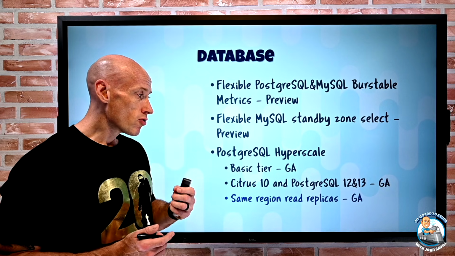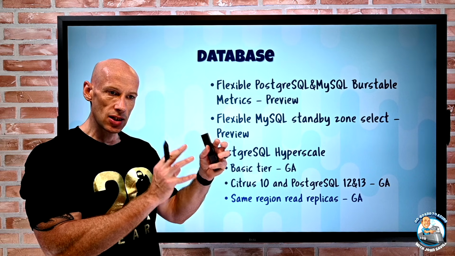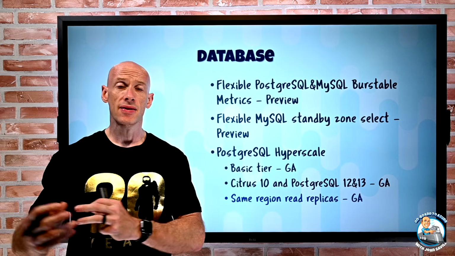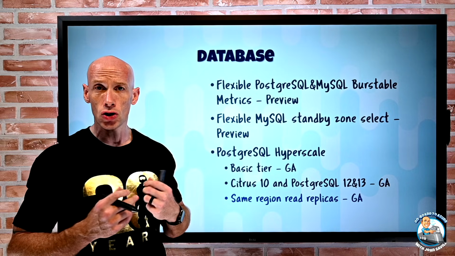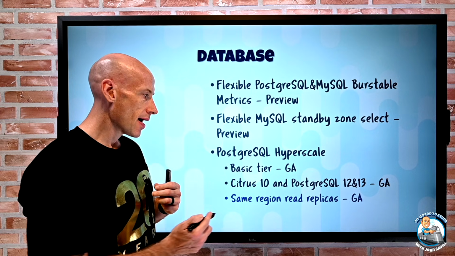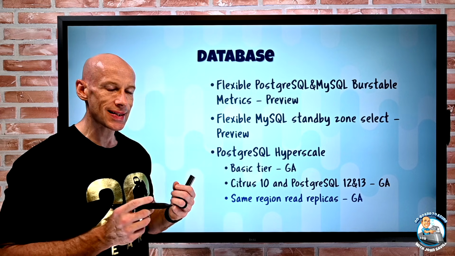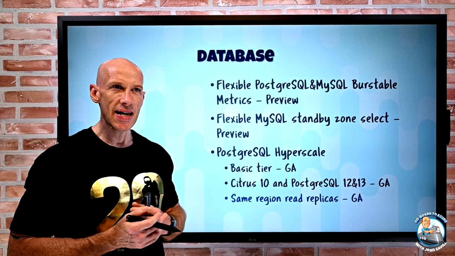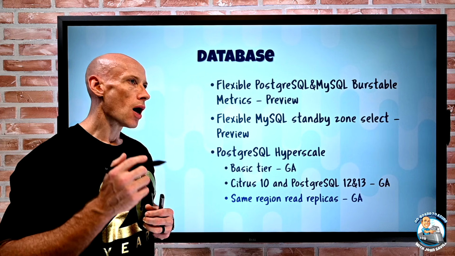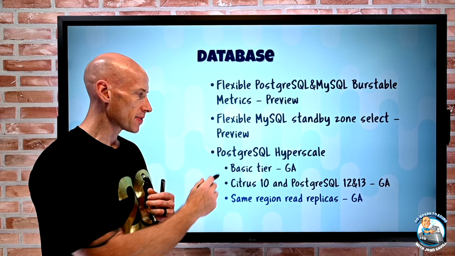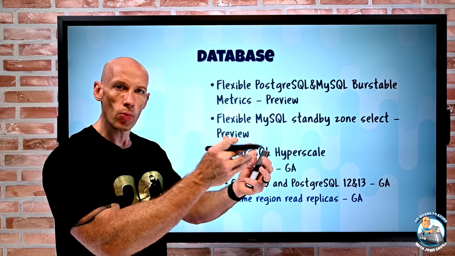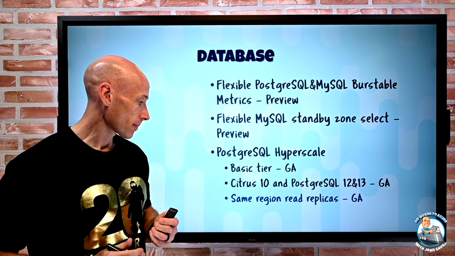Same region read replicas. So I can actually take an entire hyperscale PostgreSQL and have other instances replicating to them. Normally it's just read access. I can now have a read replica in the same region. Imagine I had some big analytical workload, some analysis I wanted to perform. I don't want to hit the main hyperscale cluster, because that's doing the work. I could have a read replica and do my analysis against that instead.